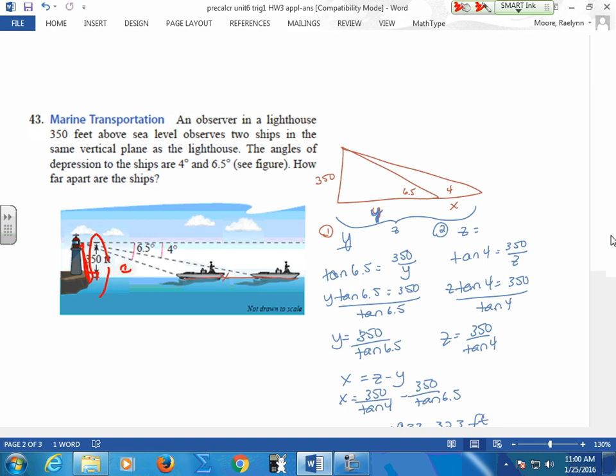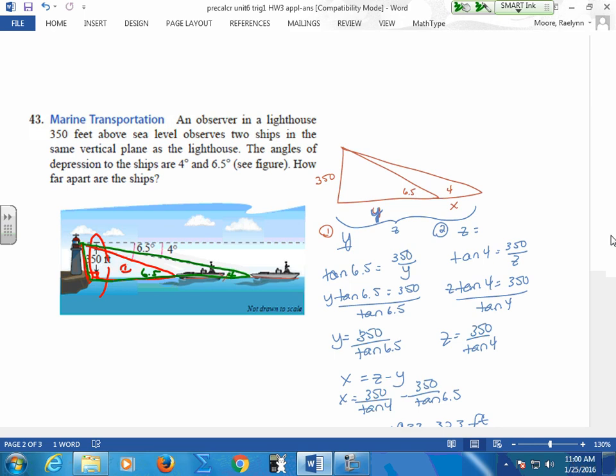I have this guy, and I have this guy right here, when I look at the other ship. So now, if I'm looking at these angles, and I'm looking down, here's my 6.5. Here's my 6.5 down here. Here's my 4 degrees over here. Your angle of depression is the same as your angle of elevation. If you wanted to, you could do this whole thing upside down. You could have dropped your triangles this way. I just don't want to do it and confuse you.